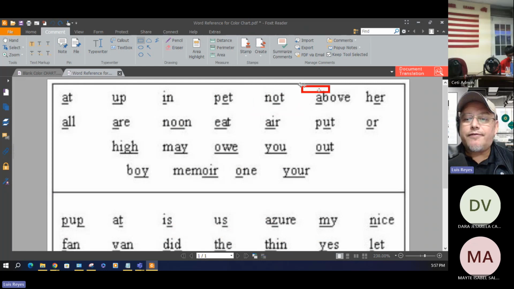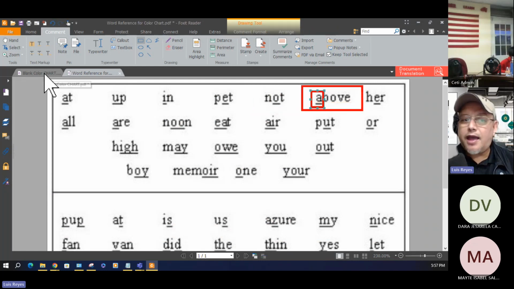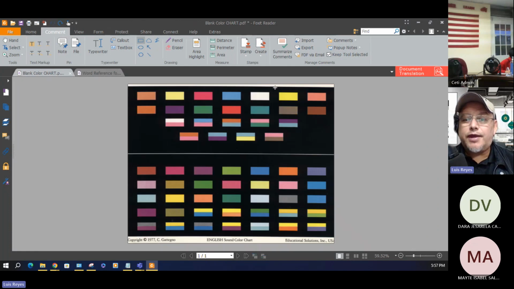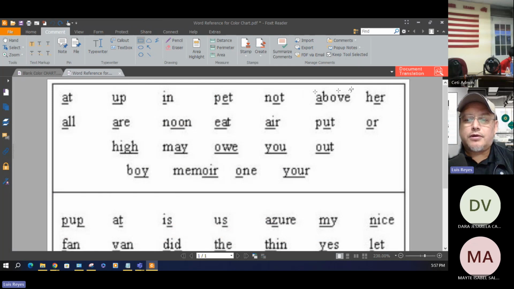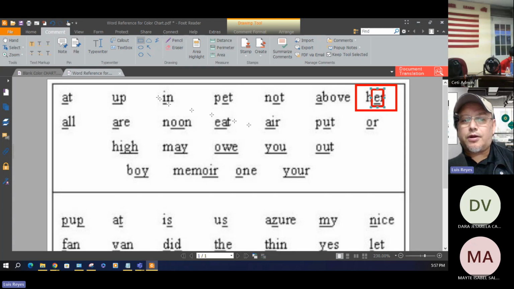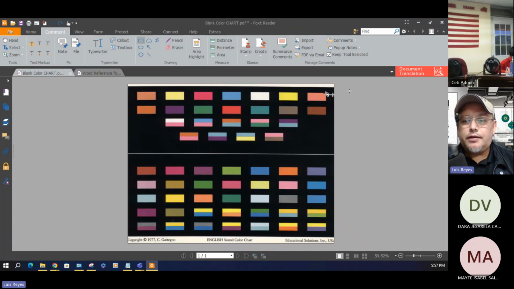Then we have above, with the sound uh, and that is the same sound we have right here in yellow. Then we have the word her with the sound er, and that is the orange sound right here.